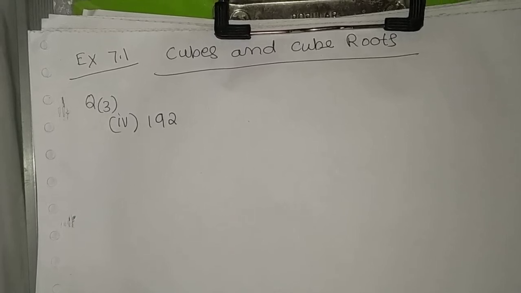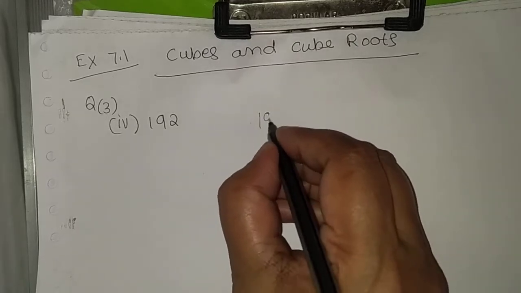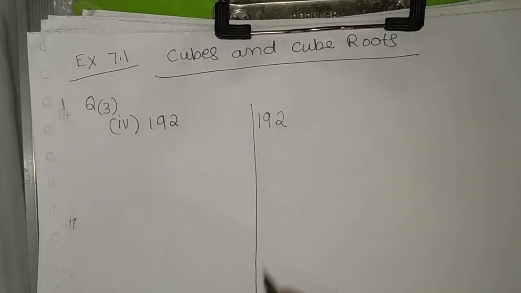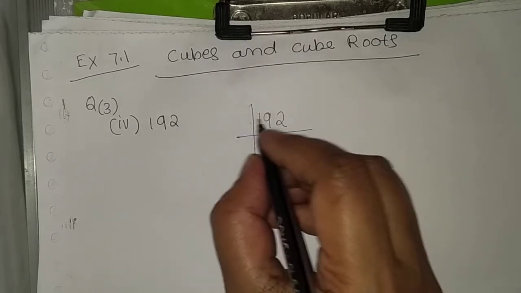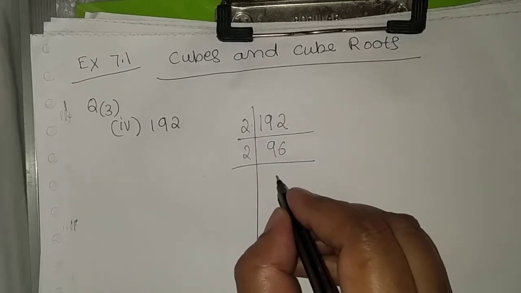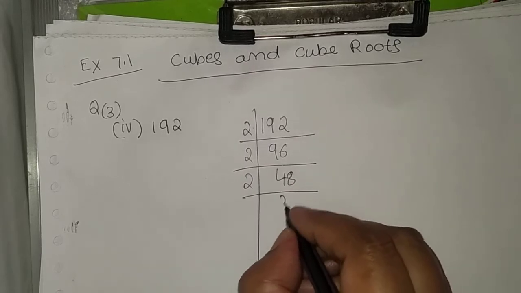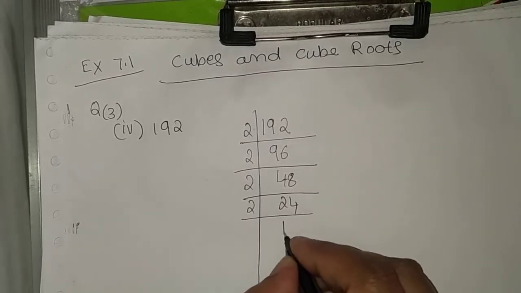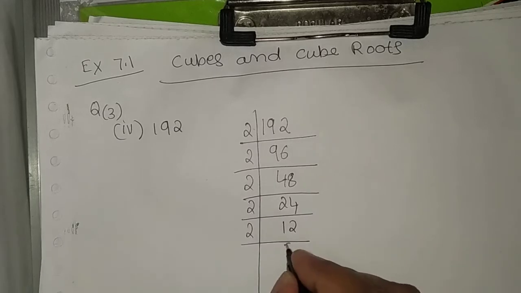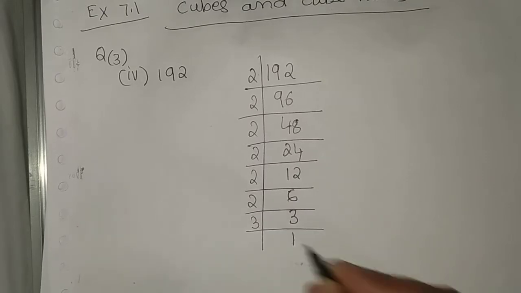Hello students, in this class we continue the cubes and cube roots exercise 7.1. Question 3 that is given is 192. So the first step is we have to prime factorize this to find out whether the given number is a perfect cube or not. So first we'll take 192, then 2, 96, then 2, 48, then 2, 24, then 2, 12, then 2, 6, then 2, 3, now 3, 1.